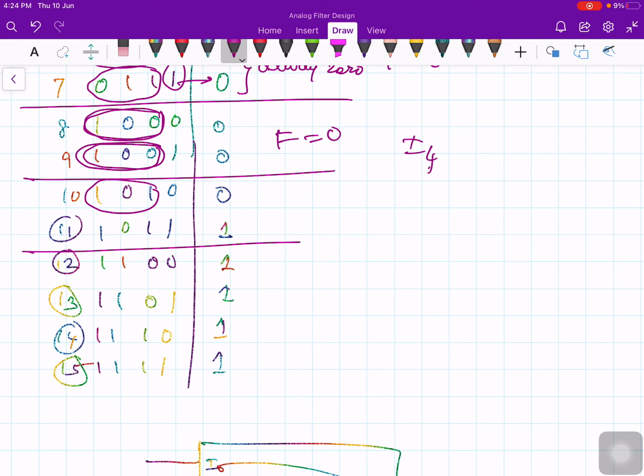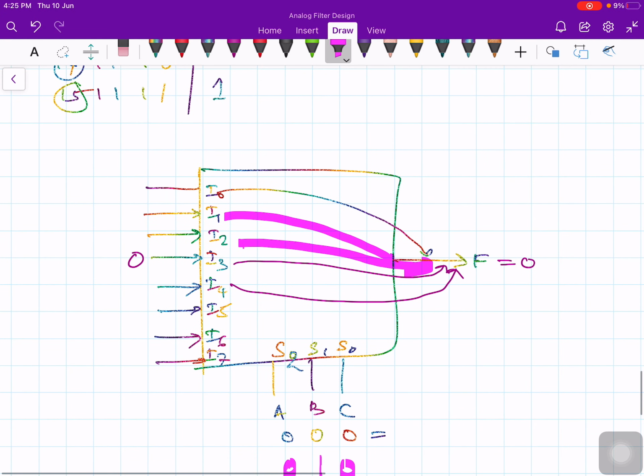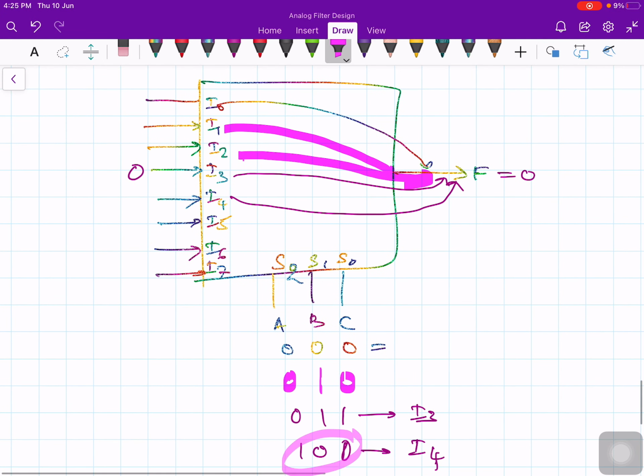Now this 0 becomes 0 and 1 becomes 0. Whatever the condition here, 0 or 1, the output is always 0. Output is always 0. But the combination is 1, 0, 0. In this case I4 is connected, but for 1, 0, 0 the output is always 0. So I4 is always 0. That means in the input you are giving 0 here for I4.